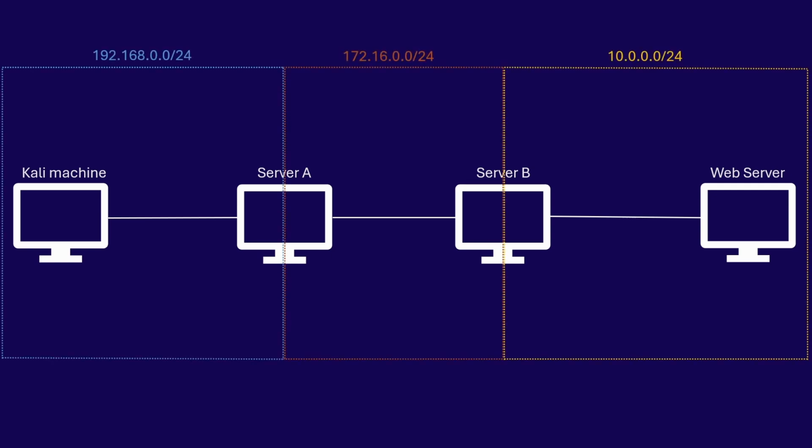Let's also divide these computers into 3 distinct networks. Then we'll assign IP addresses to their interfaces. For simplicity, I've only written the last octet for each corresponding IP address.